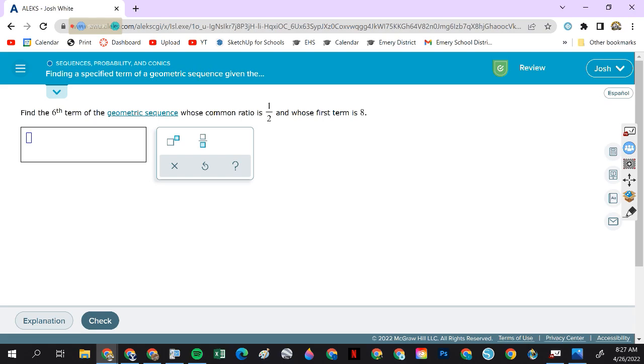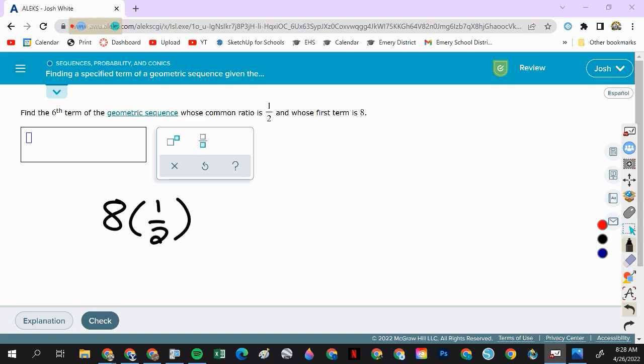So the first term is 8. The common ratio is 1/2, and we want term 6. Yes, so we start with 8. How many 1/2s do we need to go from term 1 to term 6? 5.